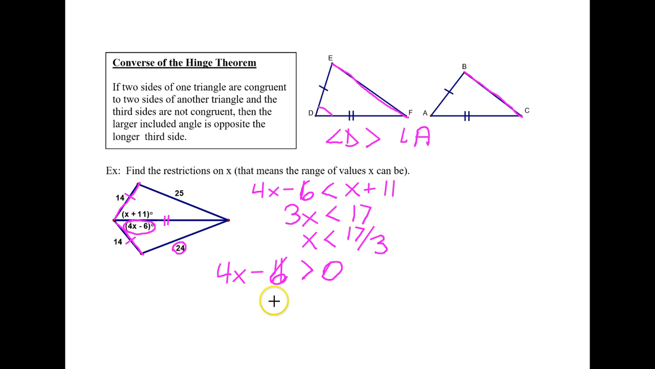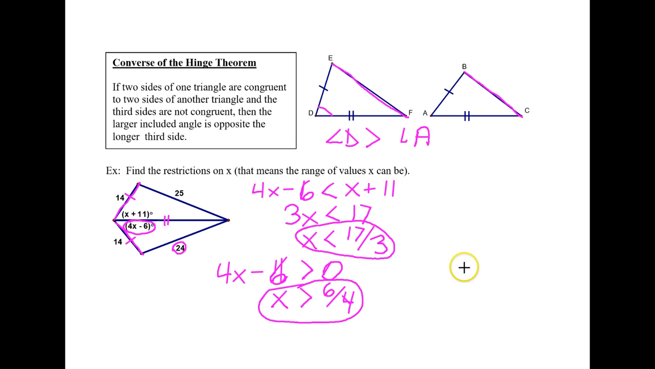If I add 6 to that side, I get 4x is greater than 6, and I divide both sides by 4, just combining steps. So x has to be greater than 6 divided by 4, which I'll write even though we could reduce it. Okay, so we basically have our answer here. We just need to write it as one solution. We've got x is less than 17 over 3, and x also has to be greater than 6 over 4, and we'll reduce that in the end.